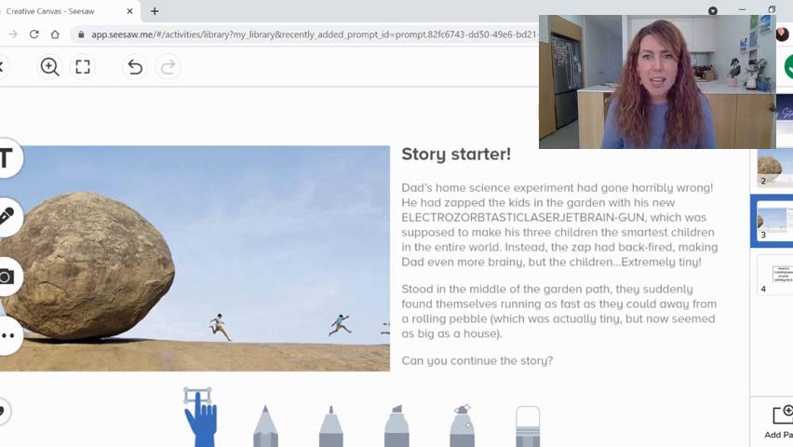Stood in the middle of the garden path, they suddenly found themselves running as fast as they could away from a rolling pebble, which was actually tiny, but now seemed as big as a house. Can you continue the story?